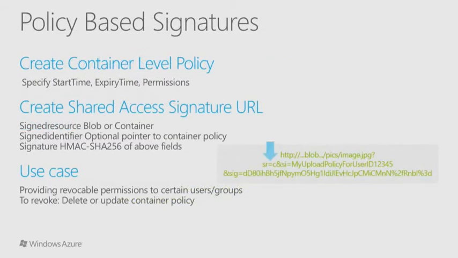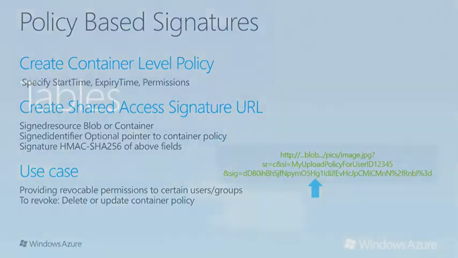Okay. So again, policy-based signatures are fairly similar, right? This is where I can grant you ongoing permission to upload to a container. Again, we've got start time, expiry time, permissions that you have for that container. You can take that URL, then you can upload the files, you can retrieve a specific file, whatever.